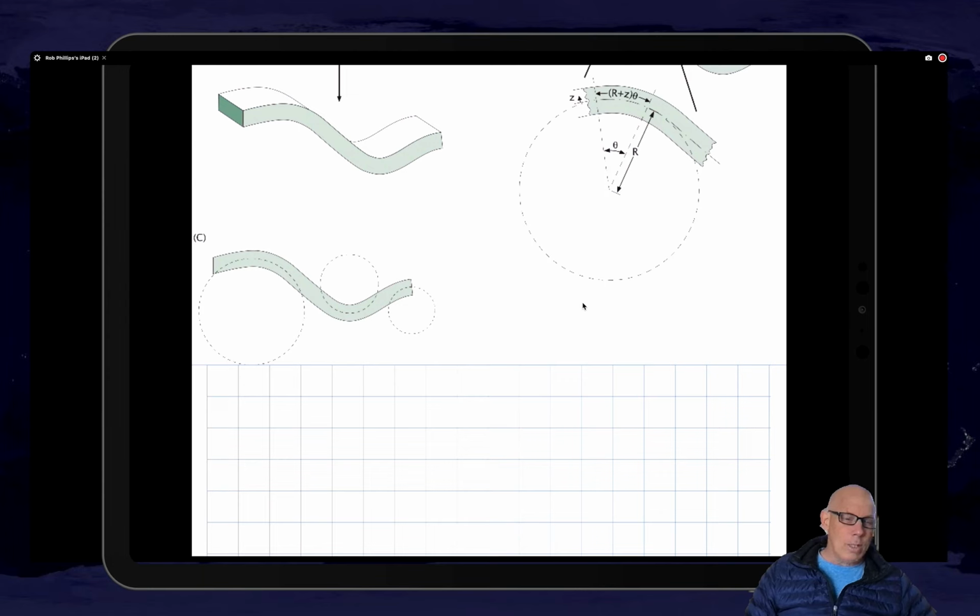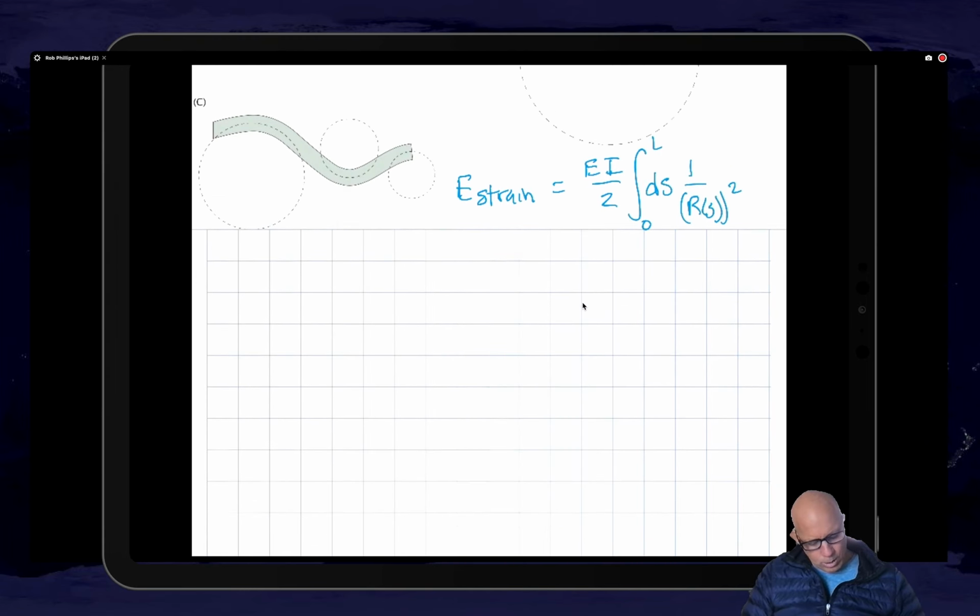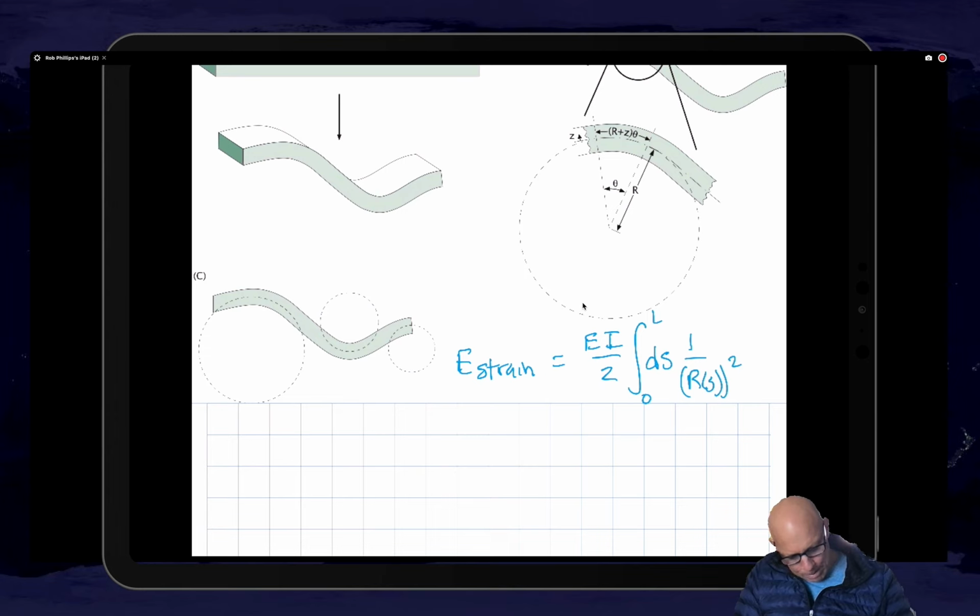And so what I can do is pretend that each little slice has its own local value of R. And the consequence of that is that for the general case, I can write the beam bending energy as this integral, where I'm integrating along the arc length of 1 over R of S quantity squared. So this is the local curvature. In other words, I'm going to parameterize how far I've walked along the beam with the parameter S. So this is the arc length parameter.